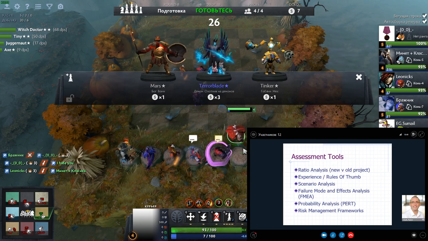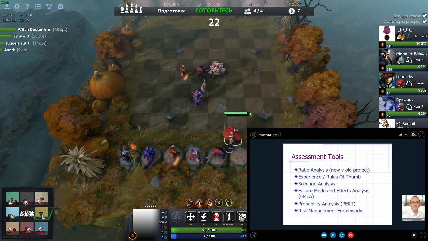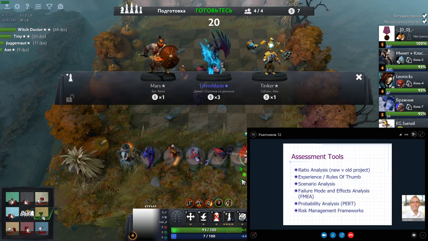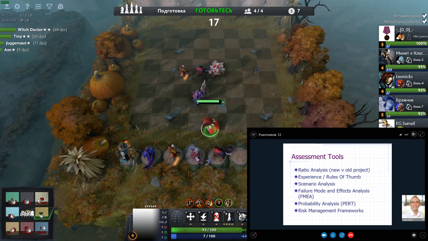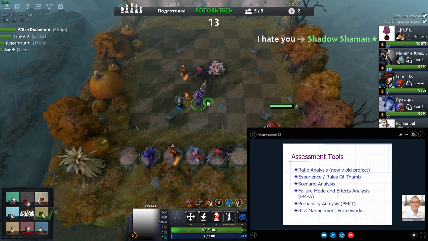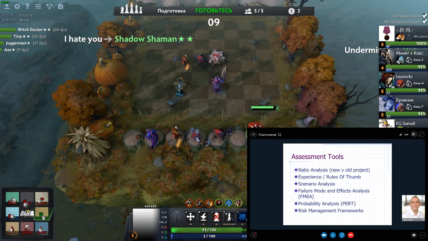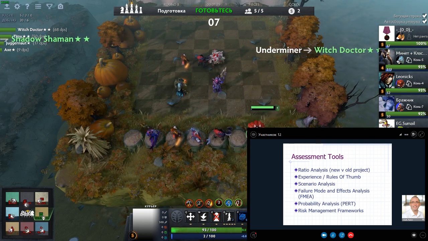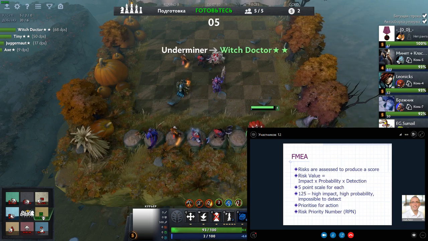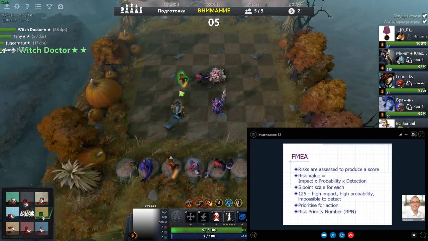There are a whole range of different ways in which we can assess the risks. Sometimes it's just done by rules of thumb, based on previous experience, or we can be a little bit more scientific about it. And there are a range of risk management frameworks that different companies use. I think it's again up to the culture and the way in which the company you're working for operates. One of the most common though is FMEA, failure mode effect analysis.